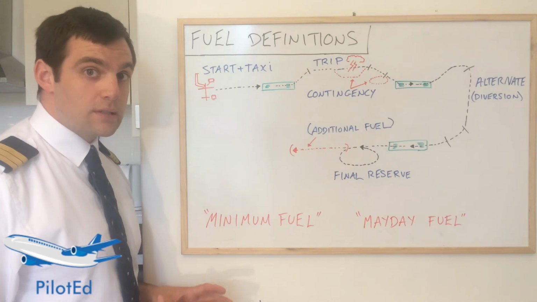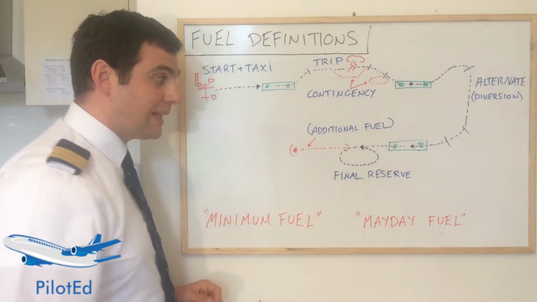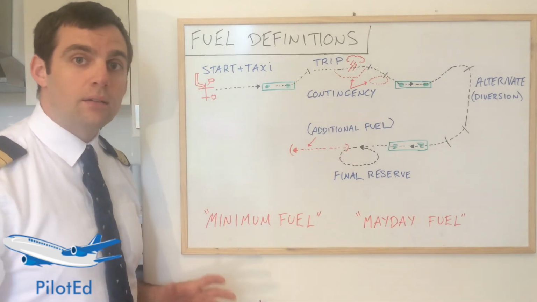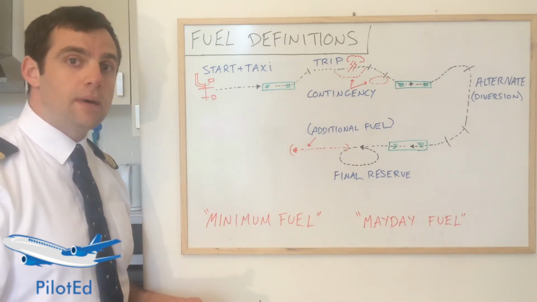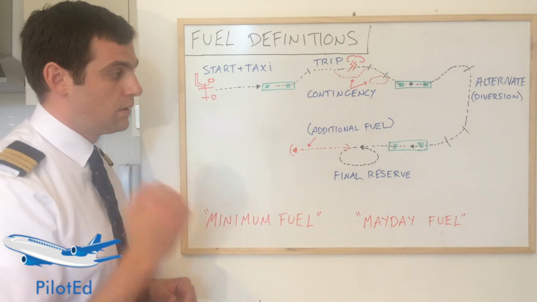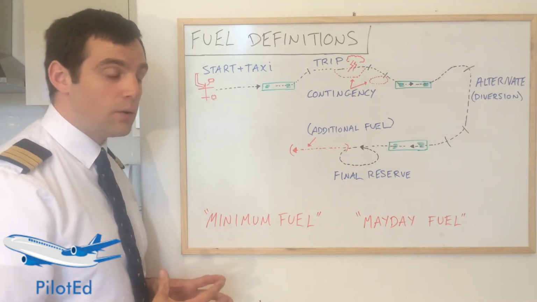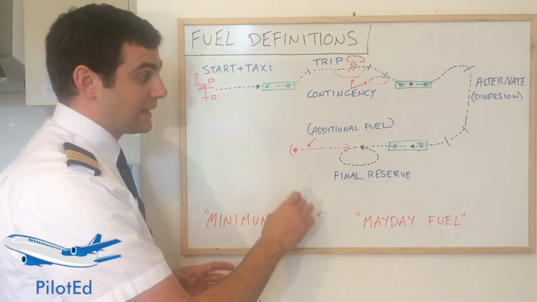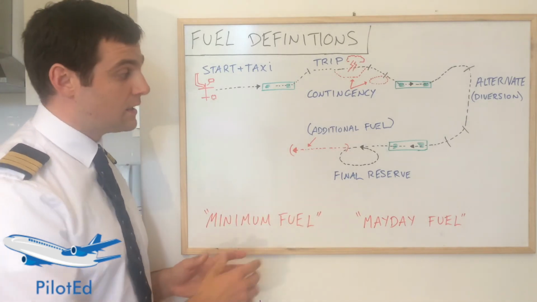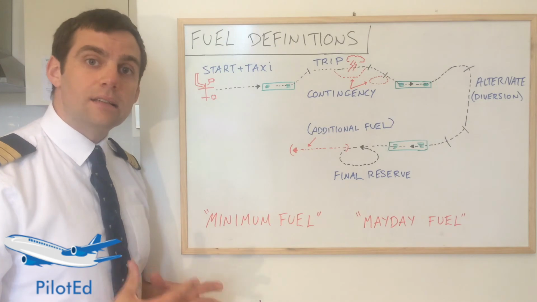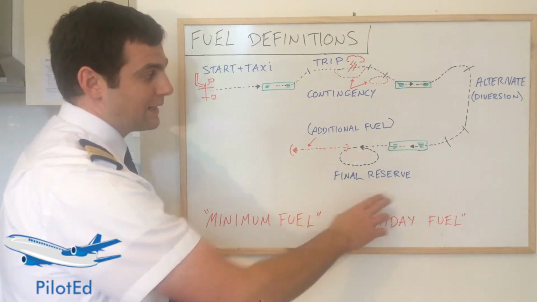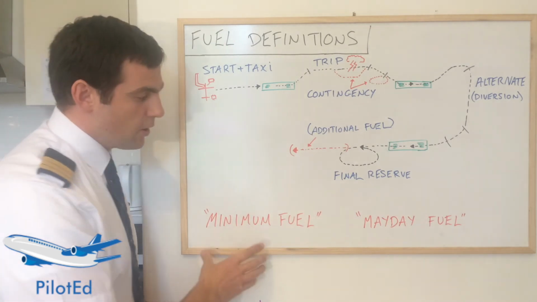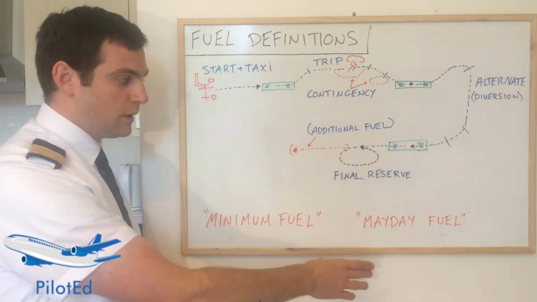Now, at that point, if you are going to land with less than your final reserve, that, and only then, is when you declare a Mayday fuel. That would be Mayday, Mayday, Mayday, whatever your call sign is, fuel. And that lets ATC know that you are now, under all circumstances, going to land at whatever aerodrome you've decided into your final reserve. And that is considered an emergency state because you're landing with less than that 30 minutes of final reserve fuel. So I hope that's cleared up the difference between minimum fuel and Mayday fuel.